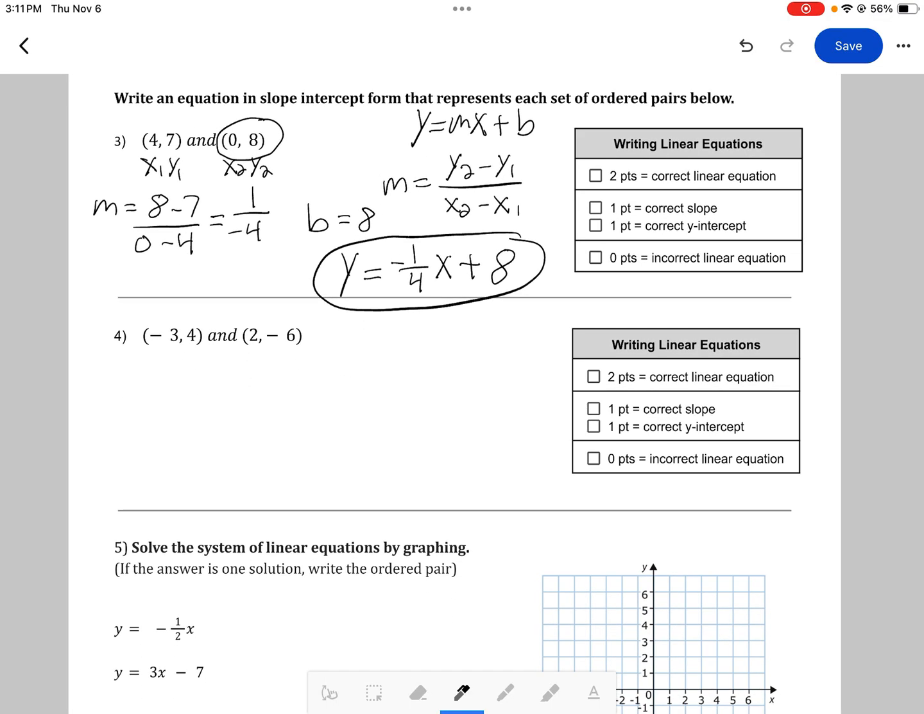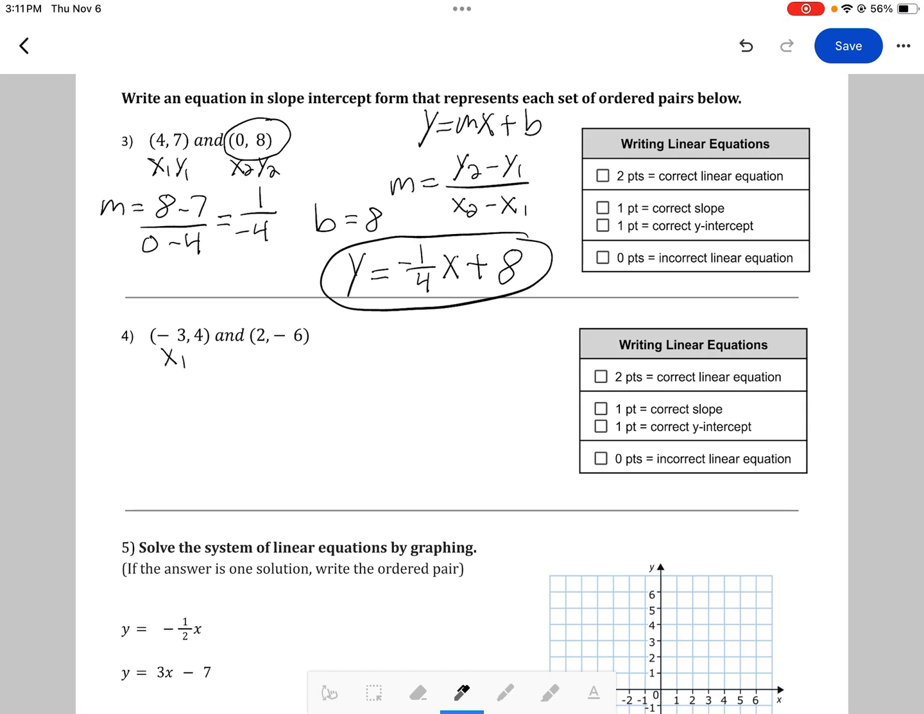Number 4, I'm going to do the same thing. I'm going to label my ordered pair x1 and y1, x2 and y2. I'm going to use my slope formula again. So m equals y2, or negative 6, minus y1, 4, over x2, 2, minus x1, or negative 3. Negative 6 minus 4 is negative 10, over 2 minus negative 3 is positive 5. Negative 10 divided by positive 5 is negative 2.